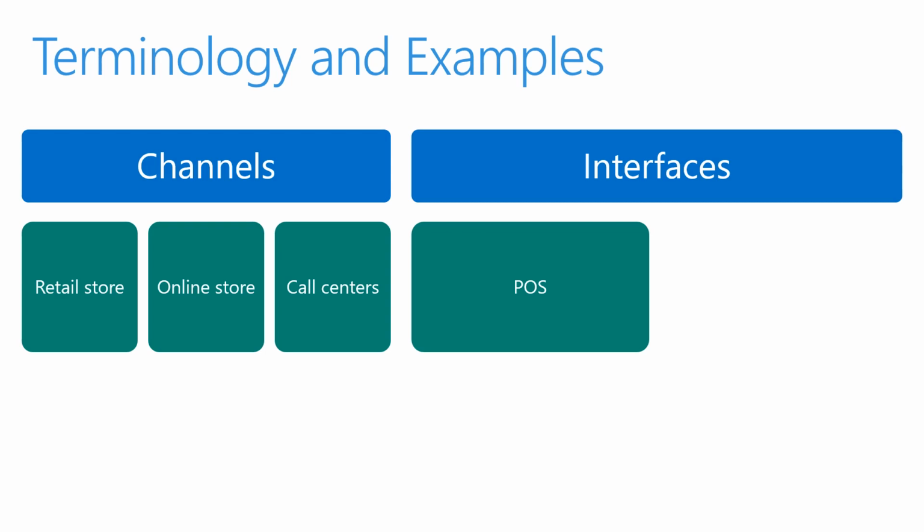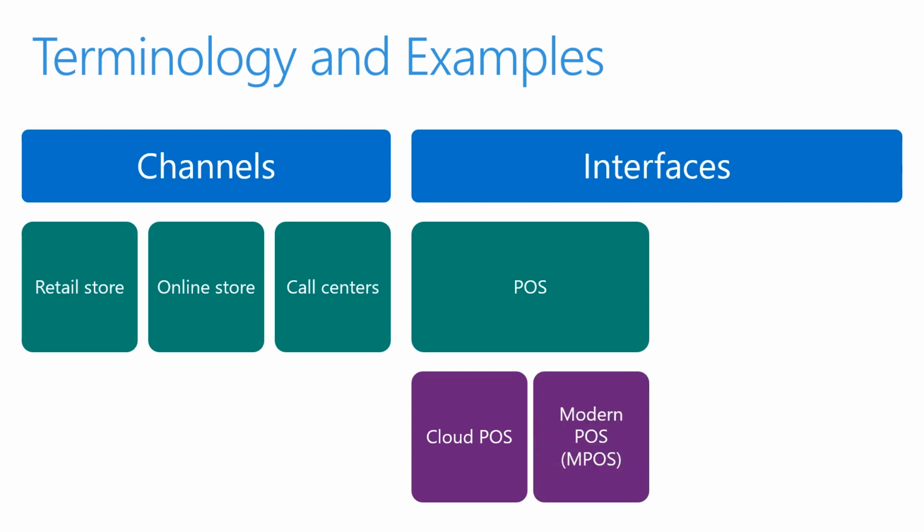There are 2 types of POS interfaces available out of the box with Dynamics 365 for retail. These are going to include Cloud POS and the Modern POS. Both Cloud POS and Modern POS work in the same manner in that they are direct real-time interfaces to the Dynamics 365 system located within the Azure platform.